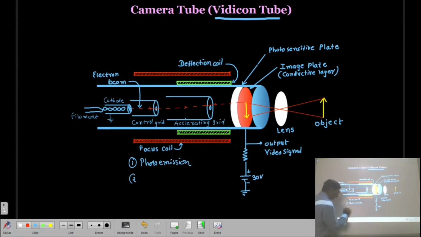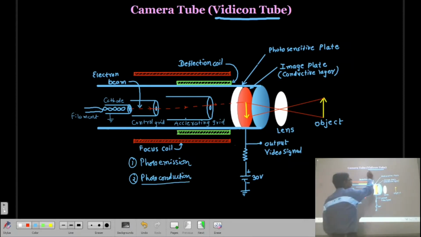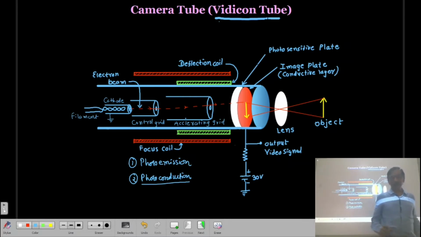Then another method is photoconduction. Photoconduction means when the light is incident on this material, its resistance property is going to change. It is going to increase with the intensity of the light. So here we are going to discuss one of the camera tubes which is based on the photoconduction principle. This camera tube is known as the Vidicon tube. It is the most popular camera tube, remember. And it is also very cheap.